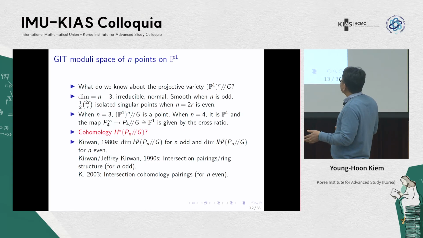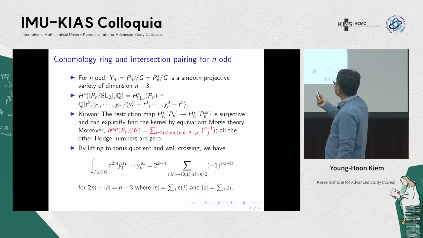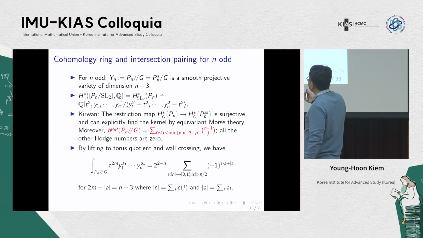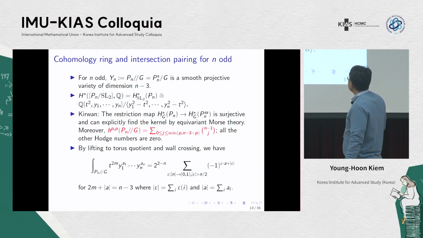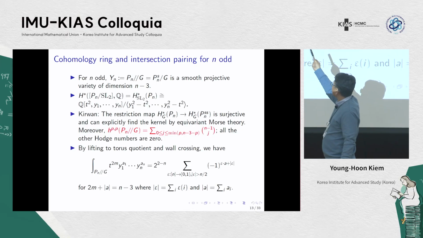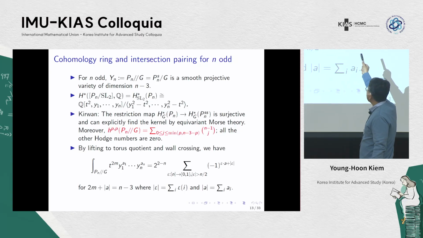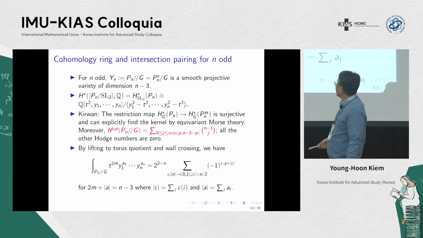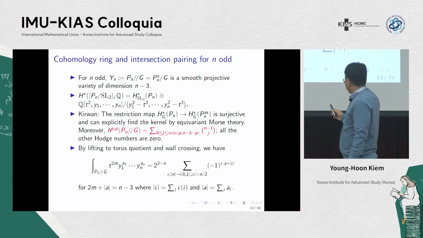So more or less, I shouldn't go into further details about Kirwan's work. In this case, very explicitly, one can compute the Betti numbers, all the Hodge numbers, intersection pairings like this. Let me just emphasize this point that the Hodge numbers of the GIT quotient are given as sums of binomial coefficients, and all the other Hodge numbers are 0.